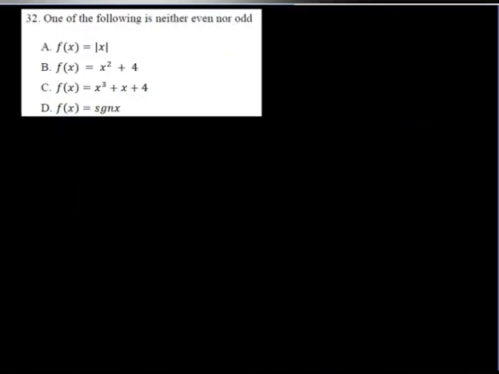Which one of the following is neither even nor odd? Okay, the question is which of these is neither even nor odd. So let's check each of them separately.